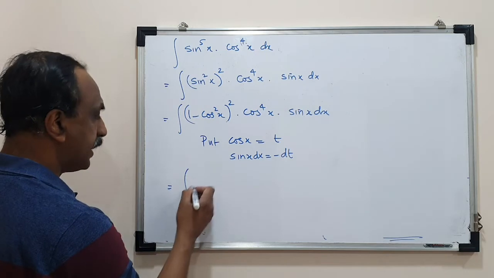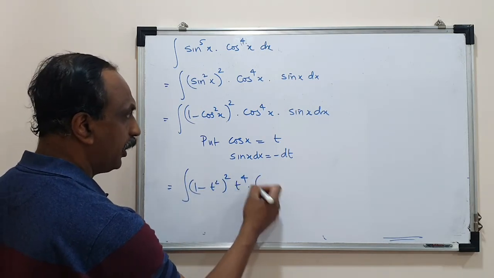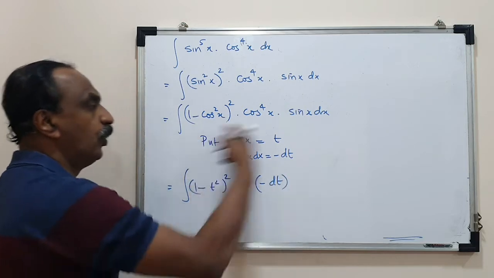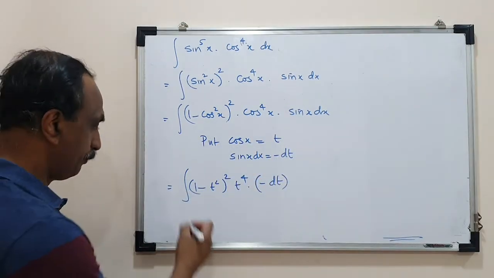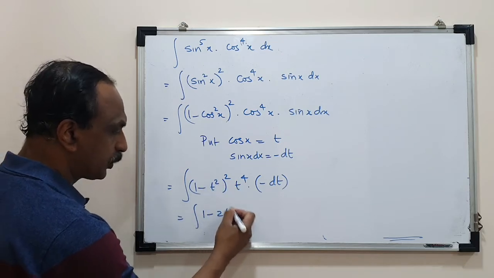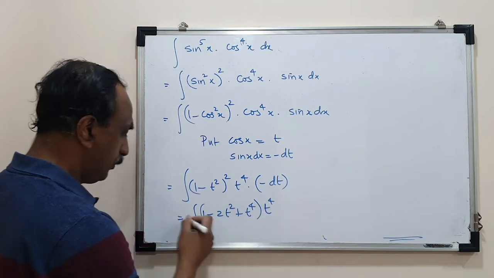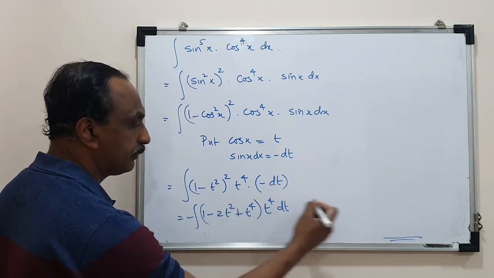Now I can write this as 1 minus t square the whole square, t raised to 4 into minus dt. So the whole function is expressed in powers of t. Now I can expand this, because I cannot integrate this directly. 1 minus 2t square plus t raised to 4, into t raised to 4, with the minus outside, into dt.